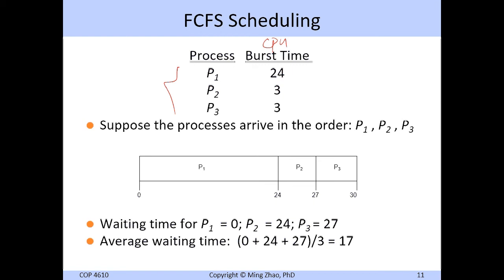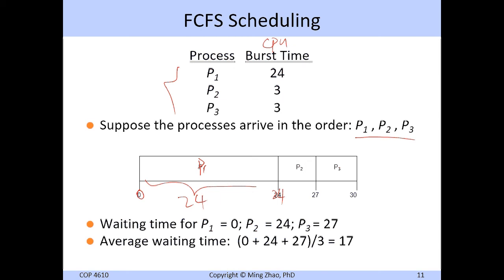Now suppose the processes arrive in this order: P1, P2, P3. They all come at about the same time, but P1 is slightly before P2, and P2 is slightly before P3. When we schedule them according to first come first serve, we schedule P1 first, P2 next, and P3 last. Then we can draw this Gantt chart. P1 has a CPU burst of 24, so it starts running from time 0 and finishes by 24.